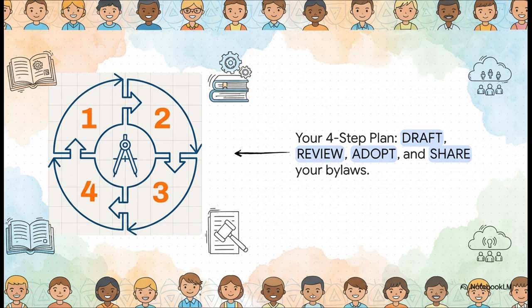1. Draft your bylaws and use that TDSB template as your guide. Don't start from a blank page. 2. Review that draft with your entire council to get feedback. 3. Adopt them with a formal vote at a meeting. And 4. This is a big one. Share the final, adopted bylaws publicly, usually right on the school website. This process ensures your bylaws are collaborative and transparent from the very beginning to the very end.